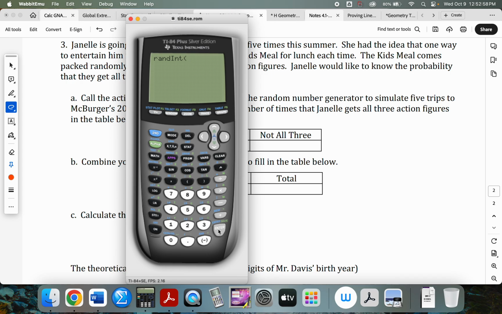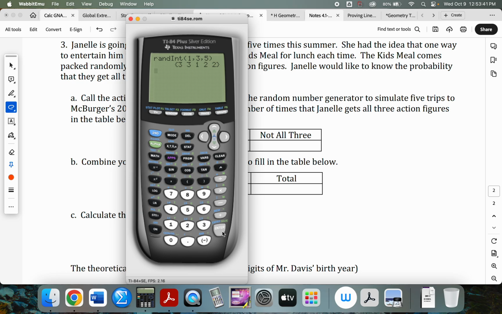In the math menu, there is a probability menu, and you can generate a random integer. Now, how many different toys are there? There's 3. So I'm going to call them toy 1, toy 2, and toy 3. So I'm going to do from 1 to 3. And how many times are they going to go? They're going to go 5 times. So what this is going to do is it's going to pick a number between 1 and 3, and it's going to do it 5 times. And we're going to see, did they get all 3 toys? Does that make sense?